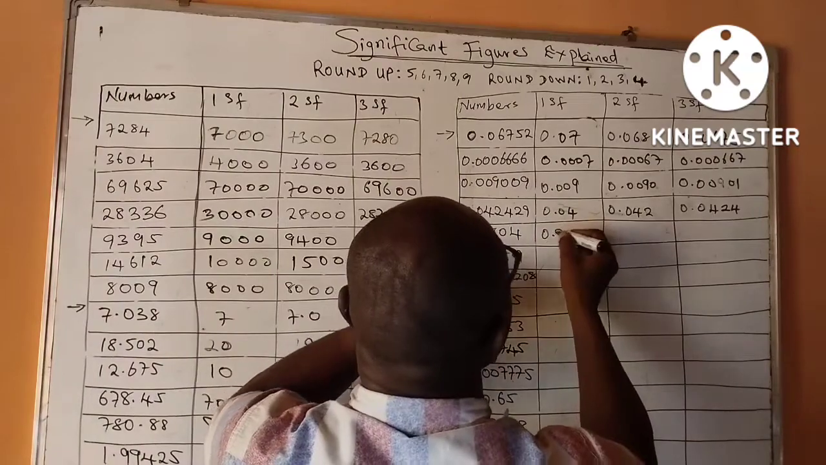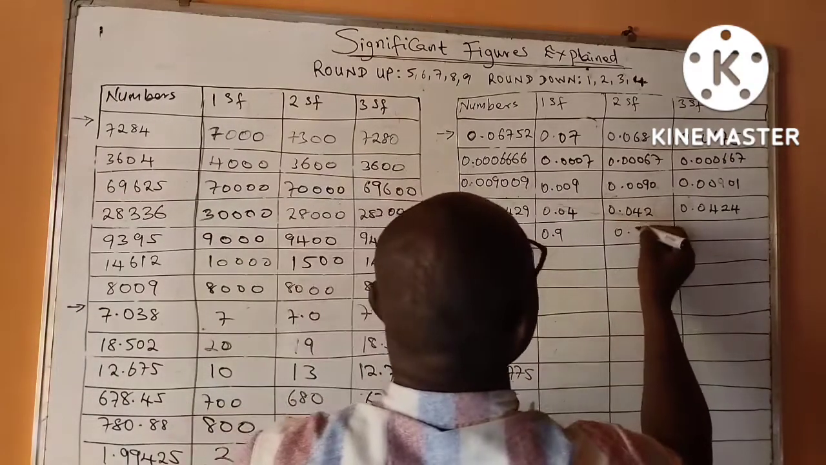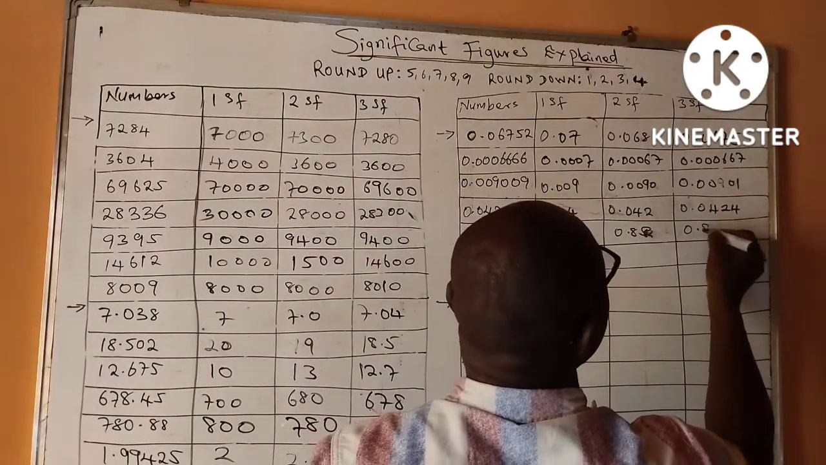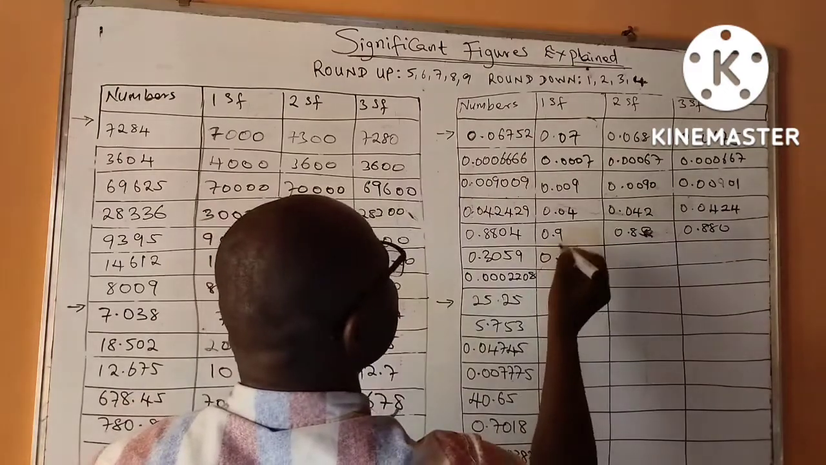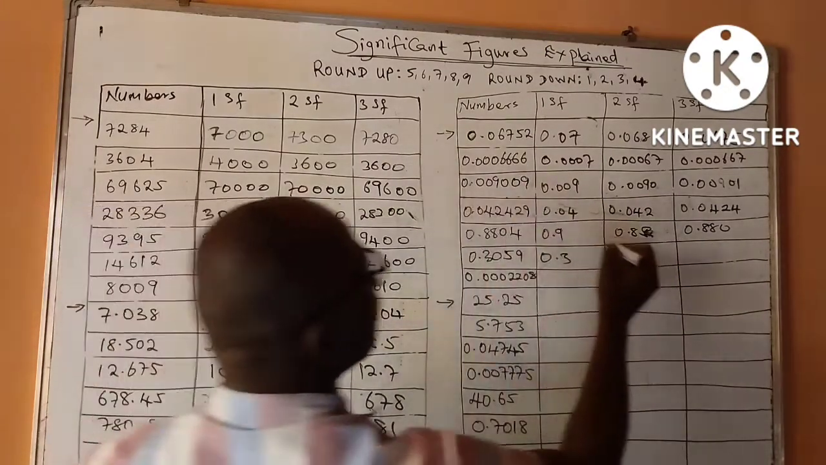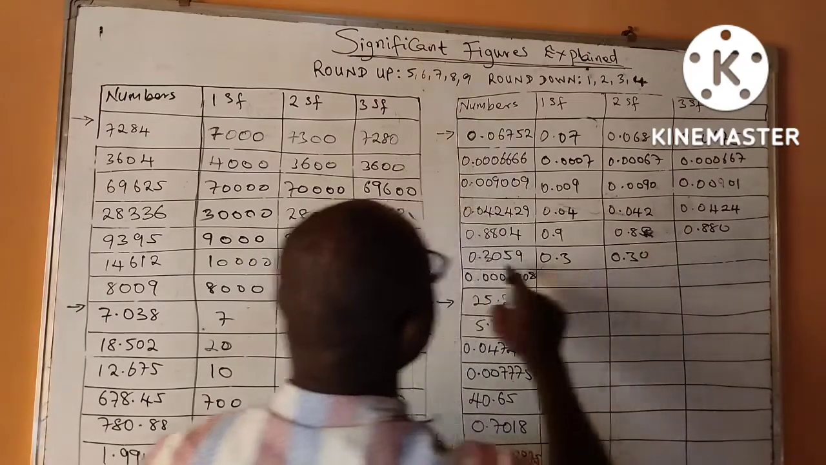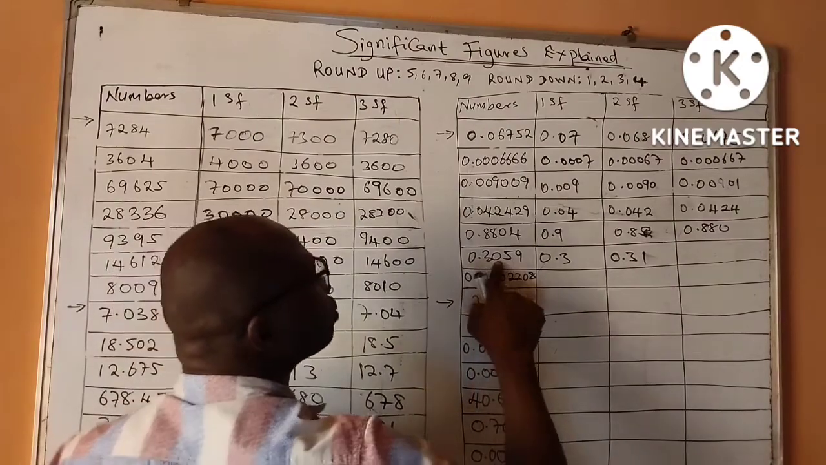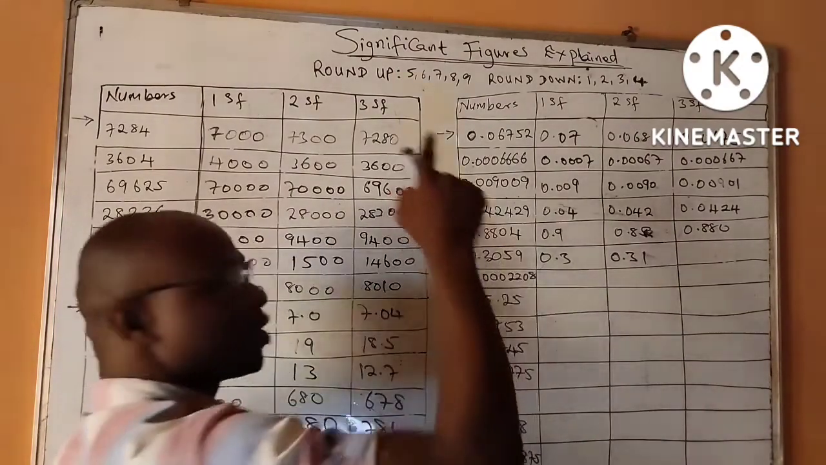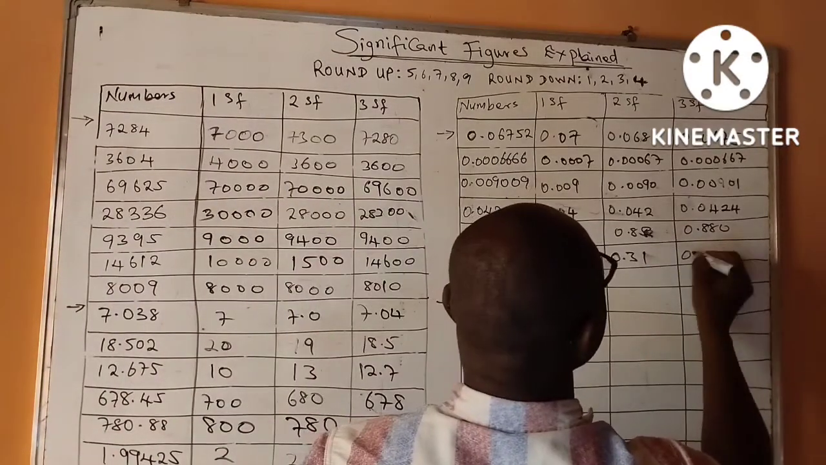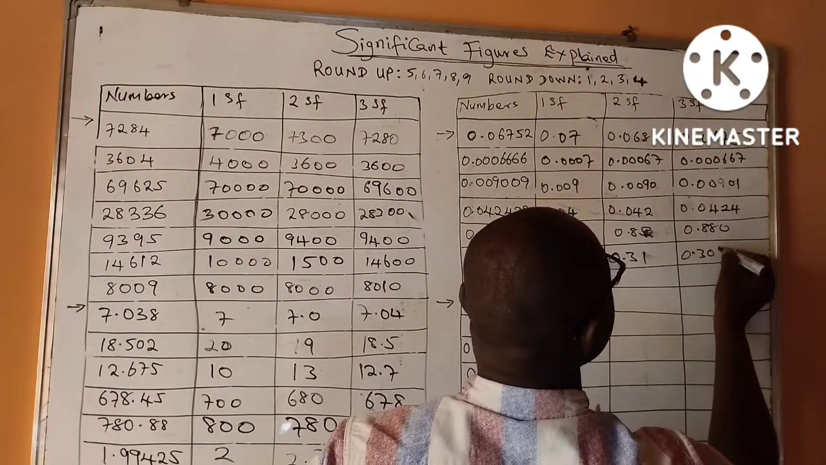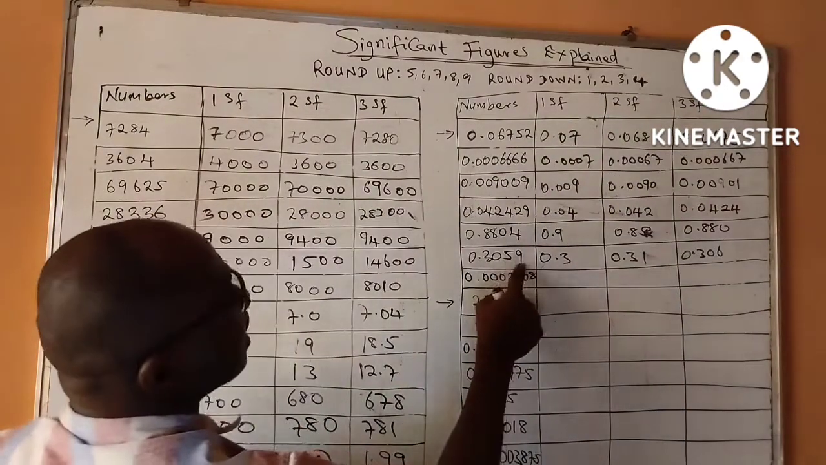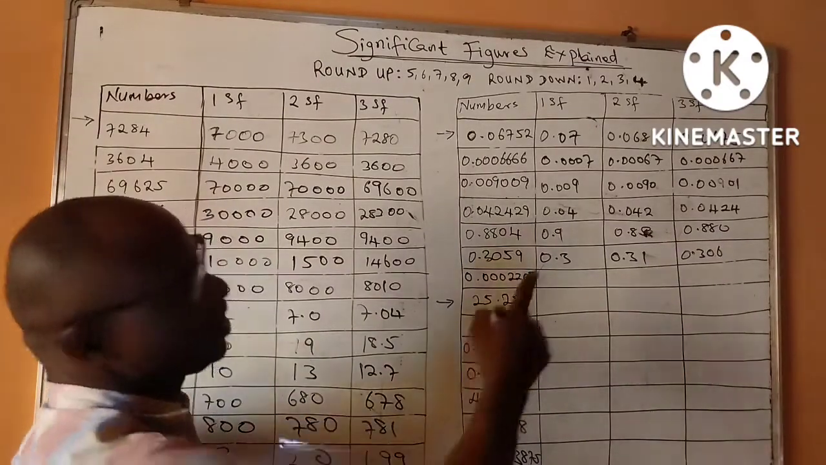Next, I have 0.9. Of course, you should know that. 0.88. Next, I have 0.880. Next, I have here 0.3 to 1 significant figure. 0.31. Yes. 1, 2. I stop. Next digit is 5. I round up. Okay. Next is 0.306. That is 1, 2, 3. 3 significant figures. So I now round up. That is the answer. Very correct.